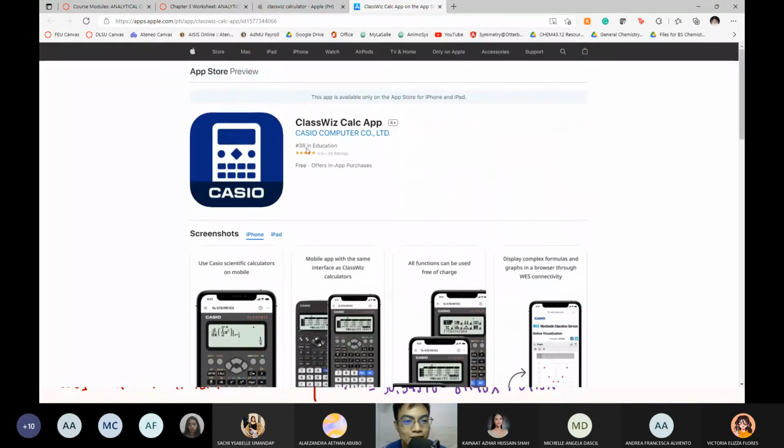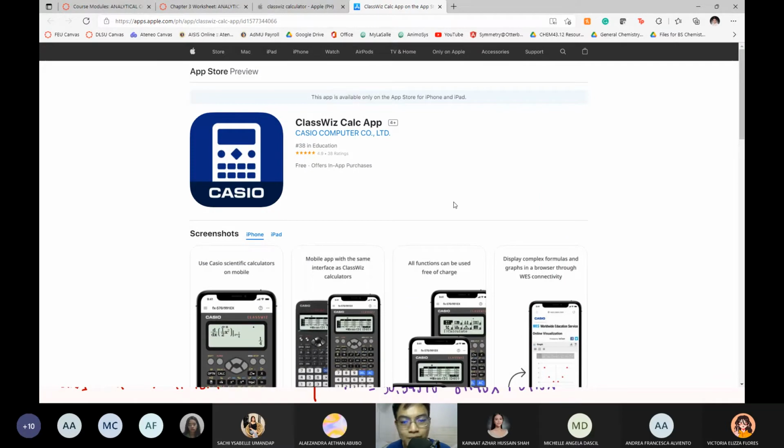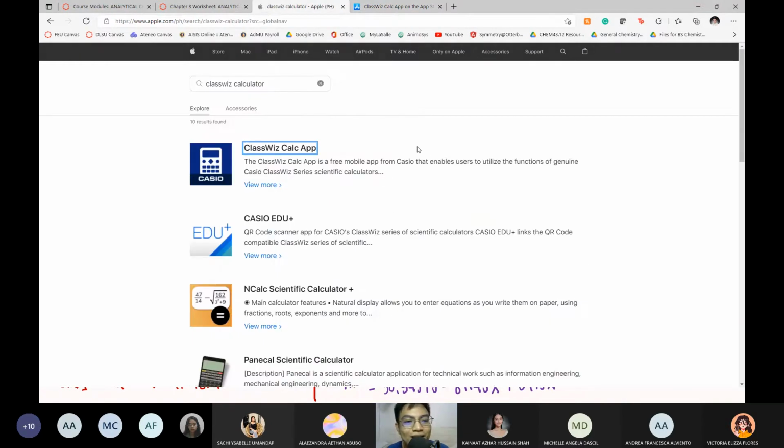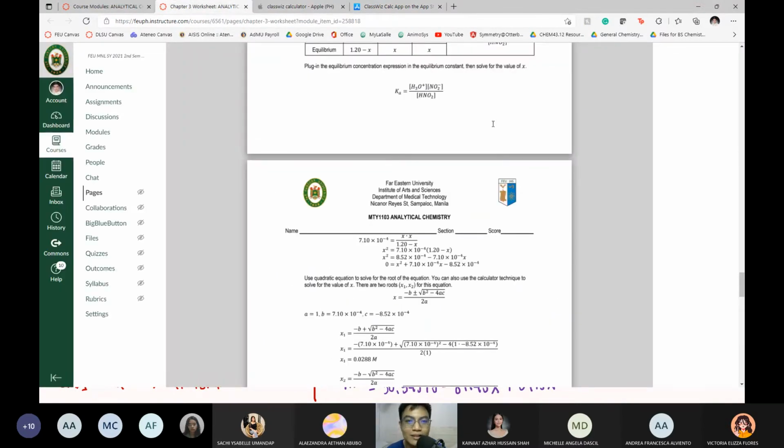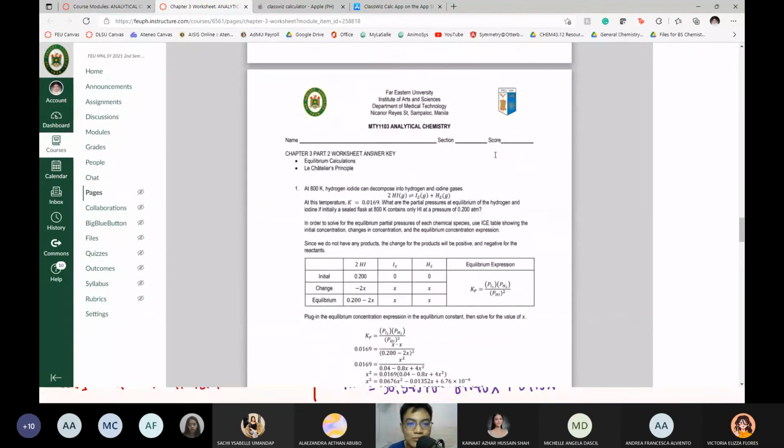Okay, so for those without a physical calculator or hindi accessible yung laptop always, you can use this app na. Okay lang naman sa akin na mag-open kayo ng apps. Tiwala naman ako sa inyo. Okay. So anyway, basically that's the idea for in solving equilibrium problems, no?